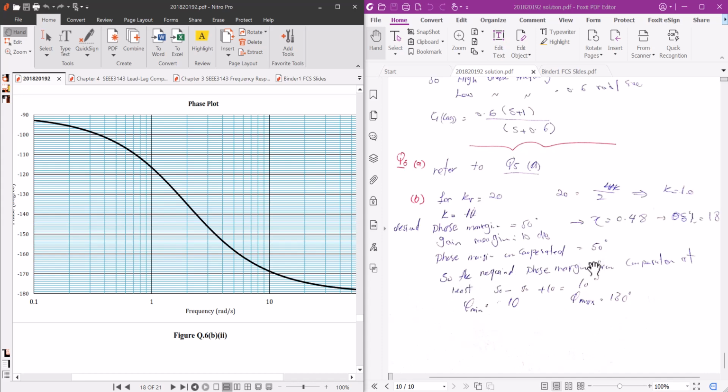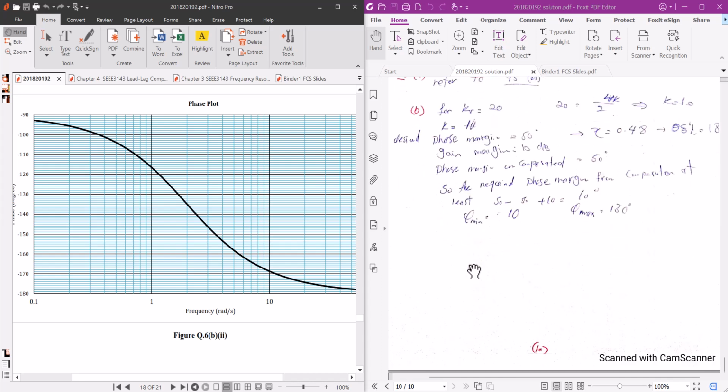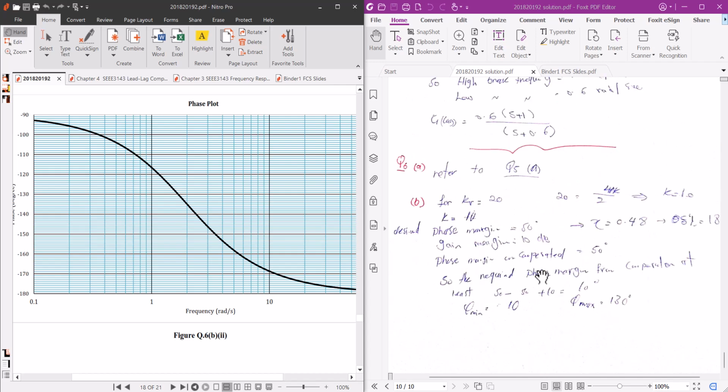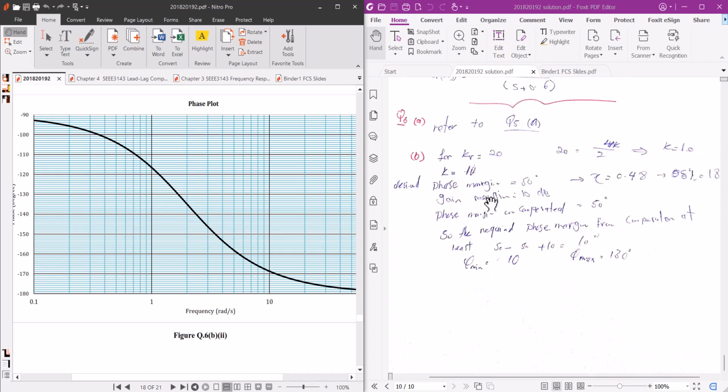Your uncompensated phase margin is 50 now, and what will be the required phase margin for the compensator? Basically minimum it will be 50 minus 50, it's already 50, so 50 minus 50 plus 10, this is the margin value, plus 10, so it will be minimum 20, and maximum it is 50 plus 50 plus 10, so it should be 110 here. So that is your minimum phase margin and maximum phase margin. Next you will have to carry on the design steps as given in the lecture notes.